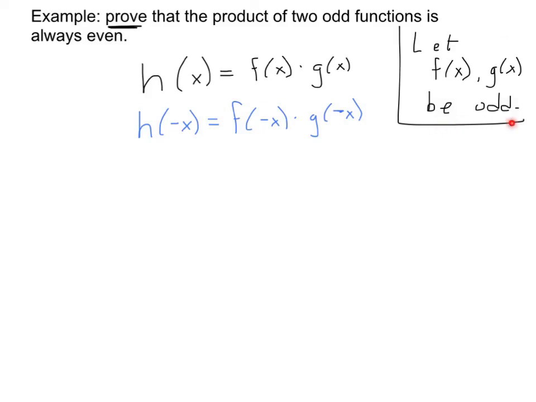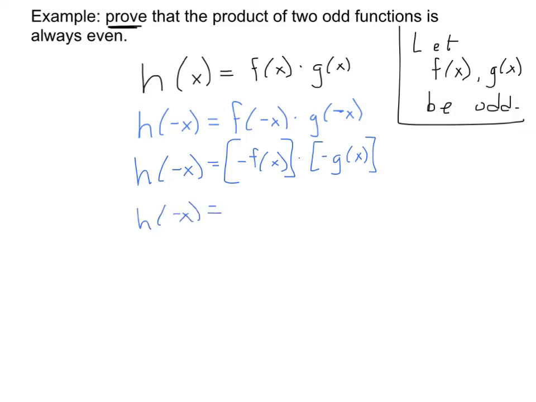Wait a minute, we said that they were supposed to be odd. So because they're odd, we can use that property of odd functions. I don't know what h of x is yet, but I know over here that I can write this as negative f of x, and this as negative g of x, because f and g were both odd. But now I'm multiplying an odd by an odd, a negative by a negative, which means this becomes positive f of x times positive g of x.